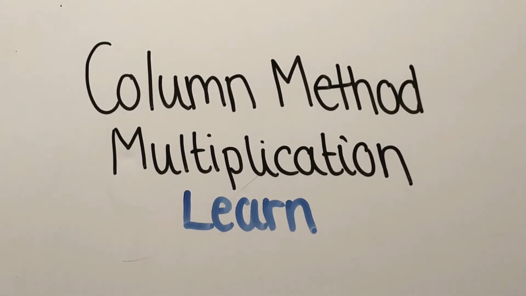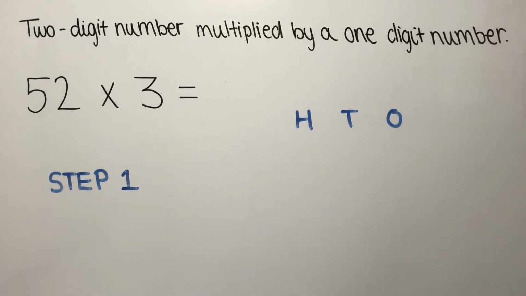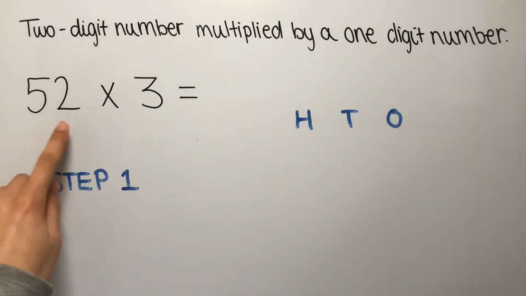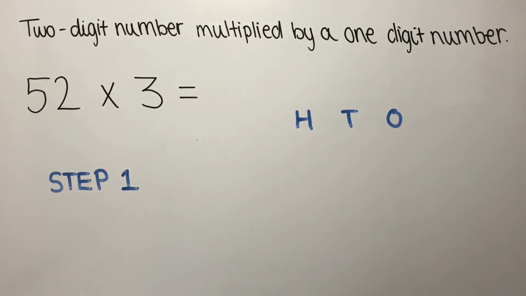In this video I will be teaching you how to use the column method for multiplication, so make sure you're watching and listening carefully. Let's get started. We are going to start off by doing a 2-digit number multiplied by a 1-digit number. Here's our question: 52 times by 3.